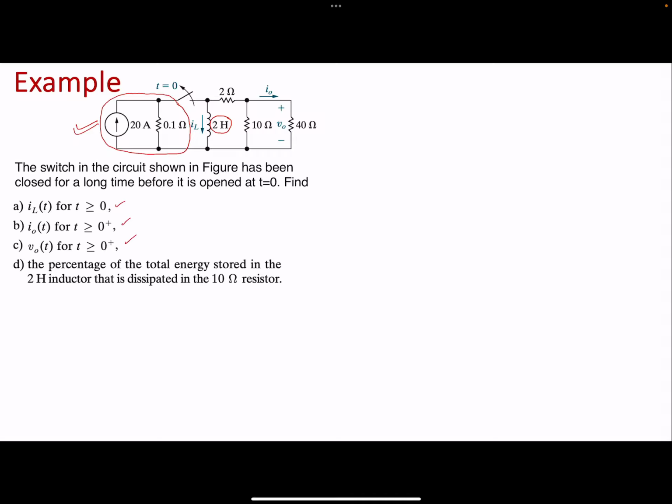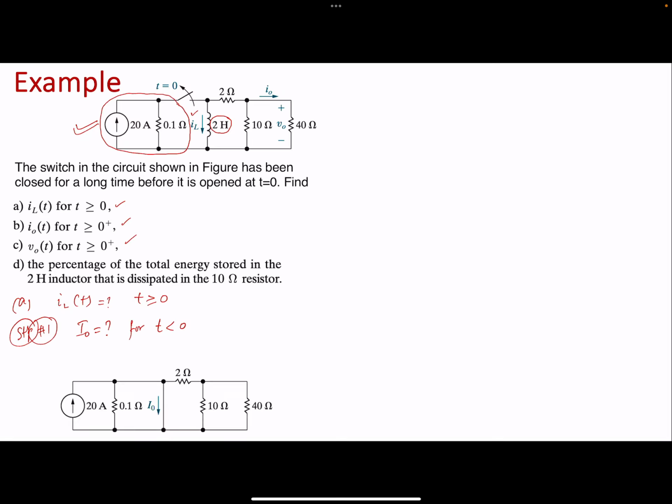And the question is asking us to solve for all of these. Okay, so let's get started. In A, we have to find the value of the inductor current iL of t for t greater than or equal to 0, or after the switching event has happened. In order to do that, let's do all the steps, right? If you remember, step number one was that we needed to find I naught for t less than 0. So let's see how the circuit looks when we have t less than 0.